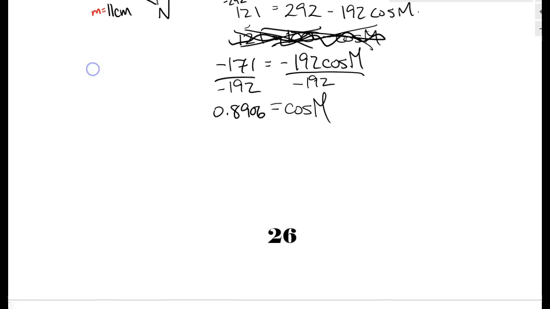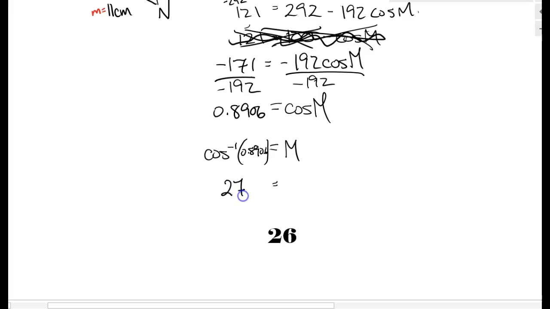So up to this point, I've got cosine of m equals this value, but that's not m, that's not my angle. I need to get rid of that cosine. And again, that's by doing the inverse cosine of it. And so we've got cos inverse of 0.8906 equals m. And so if I plug that into my calculator, I get 27 degrees. And that'll be my answer.